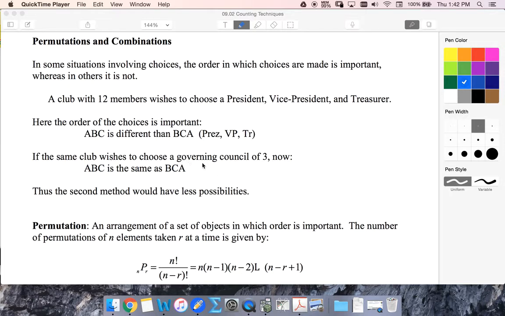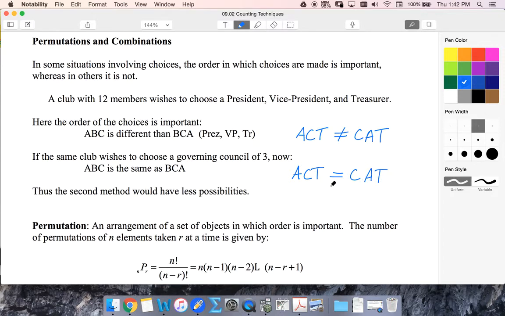But if it's just a governing council where no one has specific roles, then these 2 combinations are the same. So if the order doesn't matter, we have fewer possibilities. My example is the letters ACT. In this case, ACT, acting, is not the same as being a cat. Whereas in this case, because the order doesn't matter, these 2 are equal.